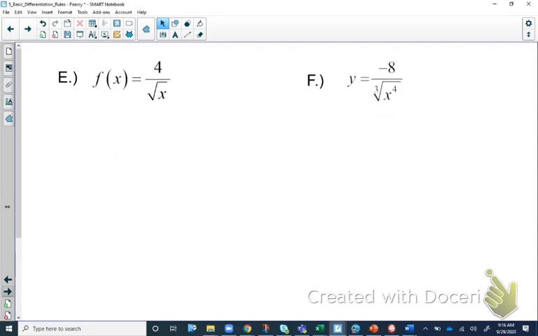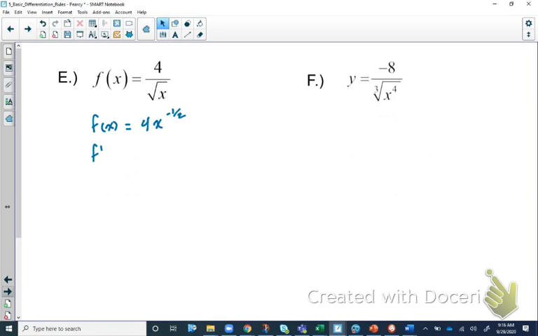So E, example E, first thing I'm going to do on the function is use my properties of exponents and my ability to convert radical numbers into exponents, as I'm going to rewrite this to be 4 times x to the negative 1/2 power. Generally speaking, anytime that you have a radical, you're going to want to convert it into an exponent to be able to use the power rule on it.